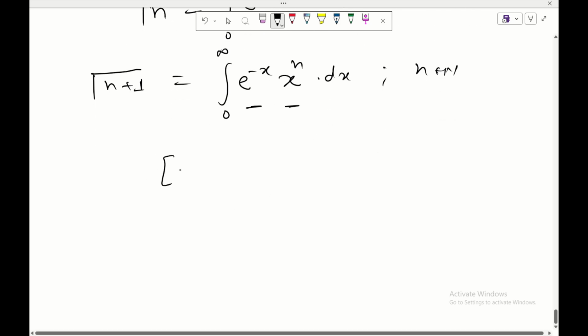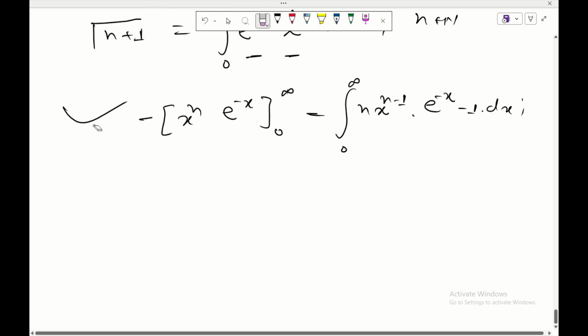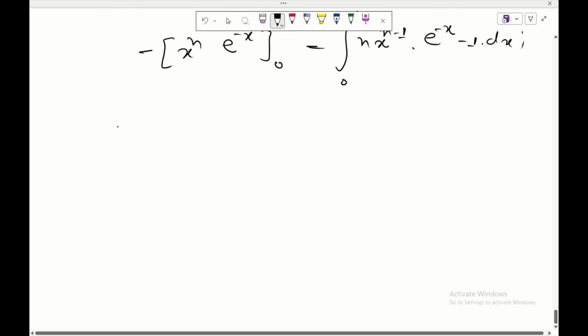So we will get x to the power n times e to the power minus x over minus 1, and we can write this out of this box. Now we will apply the limits 0 to infinity, minus integration 0 to infinity of the differentiation of the first function, that is n x to the power n minus 1, times the integration of the second function, e to the power minus x over minus 1, dx. Okay, you know this formula because you have read it earlier in 12th class.